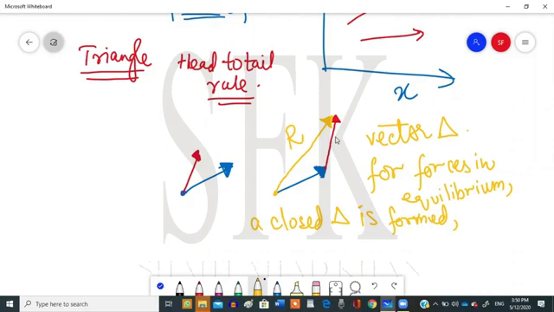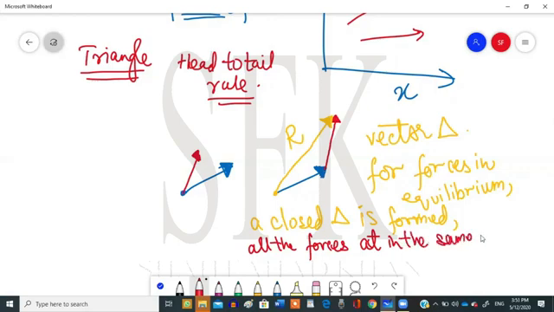In that closed triangle, all the forces are actually acting in the same direction. In this case, we have a resultant, right? In case of equilibrium, there is a third force which acts in the opposite direction to the resultant. So if I were to place this force over here in place of the resultant, do we get a closed triangle in which all the forces are actually acting in the same direction? Yes, they are actually going in the same direction.